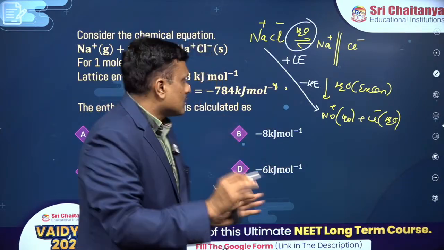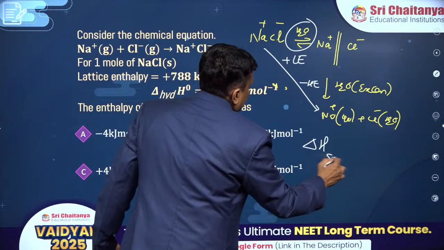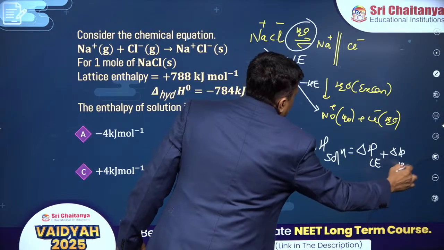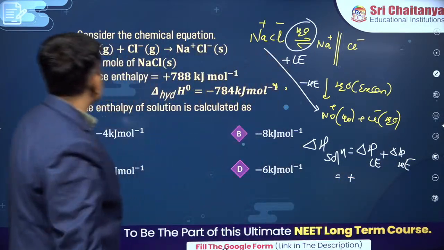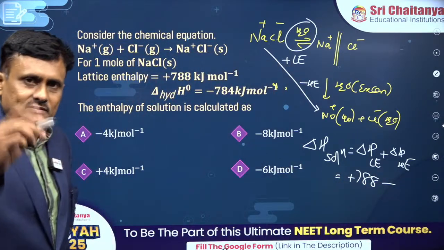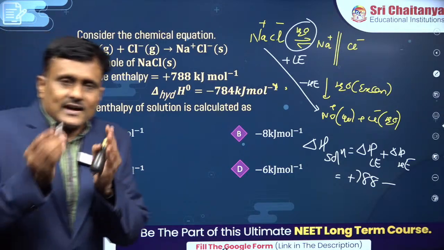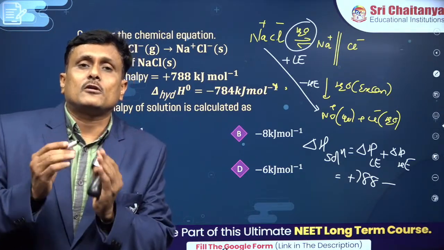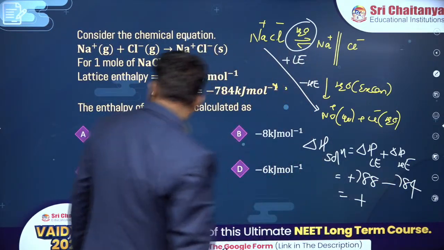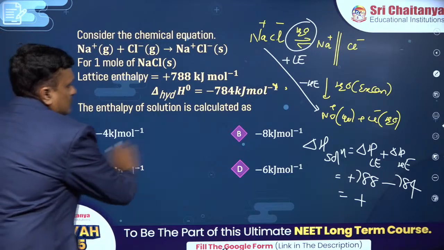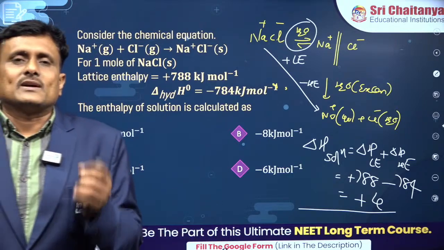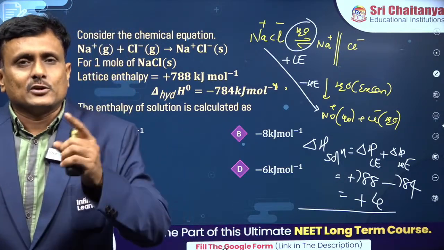Two processes. So overall, the heat of solution can be written as the sum of the lattice energy and hydration energy. One is positive, 788. The other one is negative. Hydration energy is always negative because it is the energy released: the ions are surrounded by water molecules, new bonds are formed, energy is released, minus 784. So you can see overall plus 4 kilojoule of energy is taken by NaCl while dissolving in water. That is why it is called an endothermic salt.